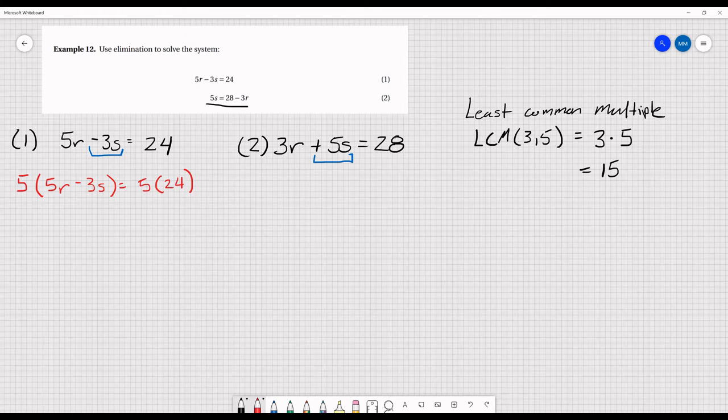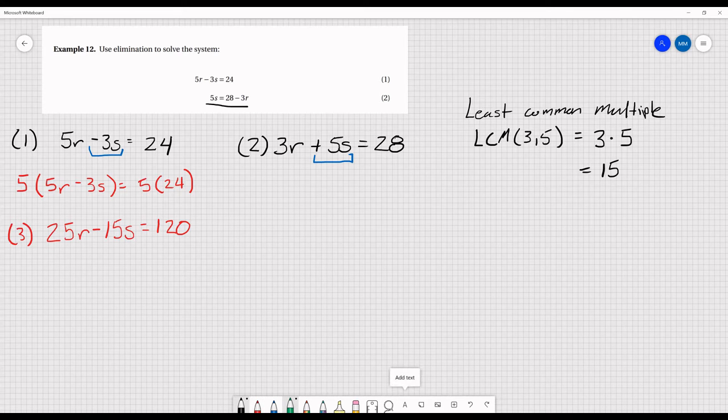Five times 5, 25r. And 5 times 3 is 15, negative 15s. And 5 times 24 gives me 120. This gives me a new equation. I'll call it number 3.